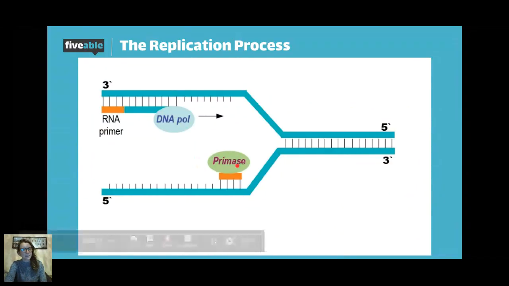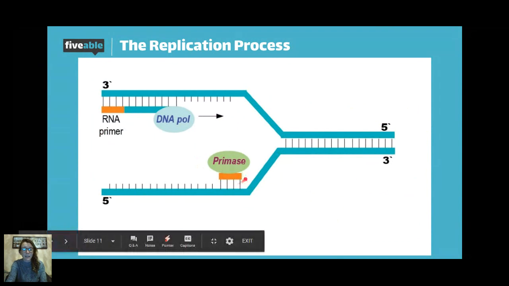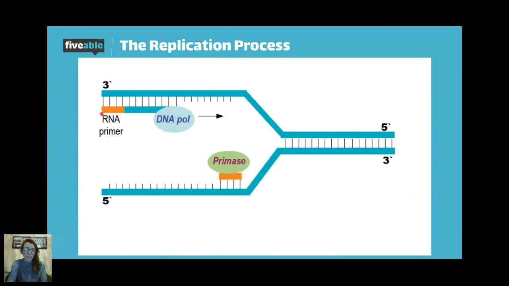So again, I know it seems like you have to know a lot of different words, but they all make sense, okay? And so what primase does is it puts down little RNA primers, which are these orange blocks that you see here and here, okay? And it puts down these primers, and that gives DNA polymerase the go-ahead to get started, okay?